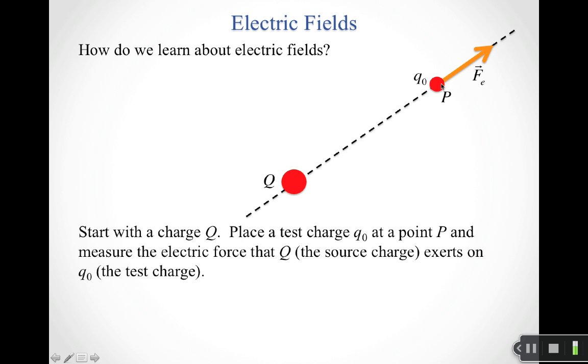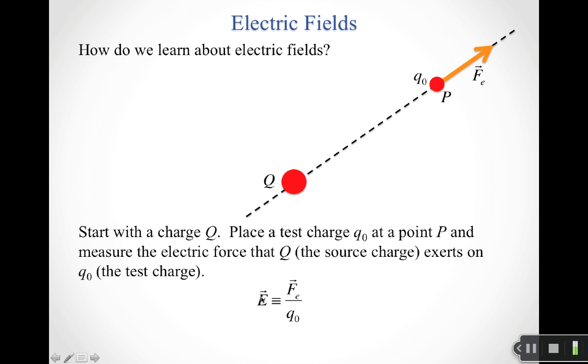So in this case, let's just assume that this happens to be positively charged, and this happens to be positively charged. I know that my test charge would be repelled by big Q, my source charge, and so I'd feel a force that points off in that direction.